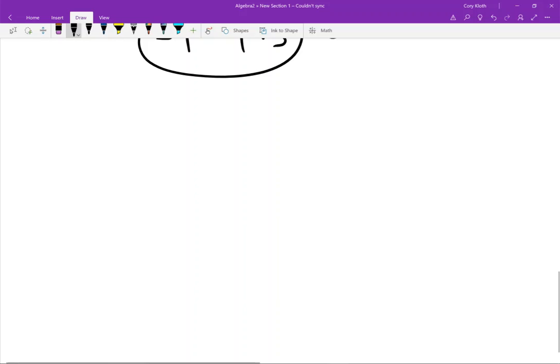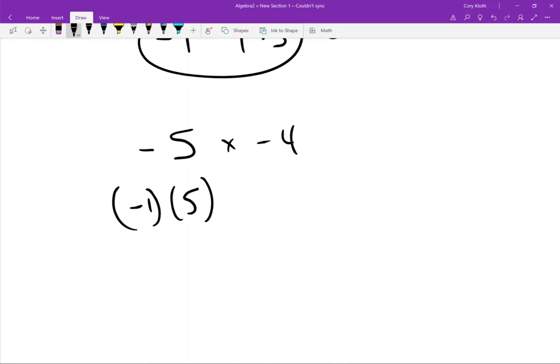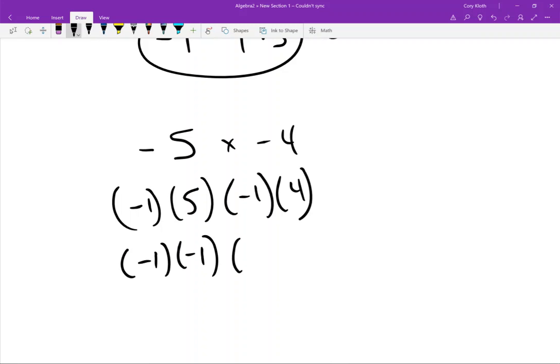Well, what if we had negative 5 multiplied by negative 4? Well, let's rewrite this as negative 1 times 5 times negative 1 times 4. And we're going to use the associative property, move these around right here. And we know that 5 multiplied by 4 is 20.